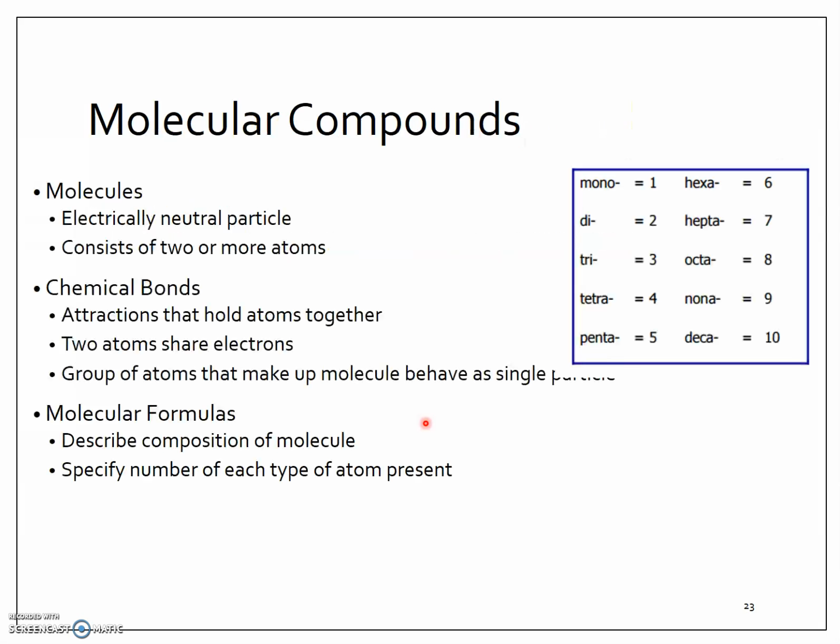Molecular compounds are a little bit more difficult to name. Now these molecules are electrically neutral, meaning they do not have a charge. These molecules consist of 2 or more atoms. And again, we talked about chemical bonds, and these are the interactions between 2 atoms. In this case, the molecular compounds have what we call covalent bonding, and that is 2 atoms sharing electrons.